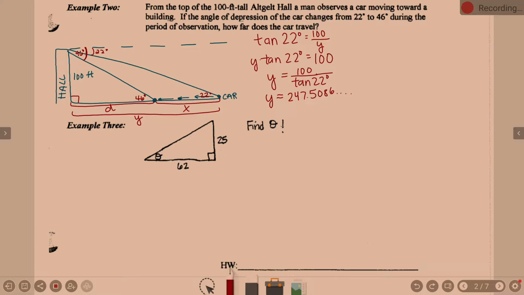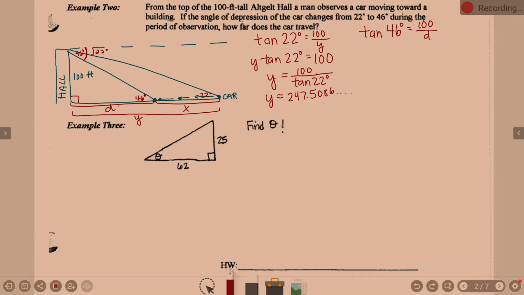What can I find next? I can find D here, because that's the bottom leg of the 46-degree angle. So I can say the tangent of 46 degrees is opposite over adjacent, so 100 over D.